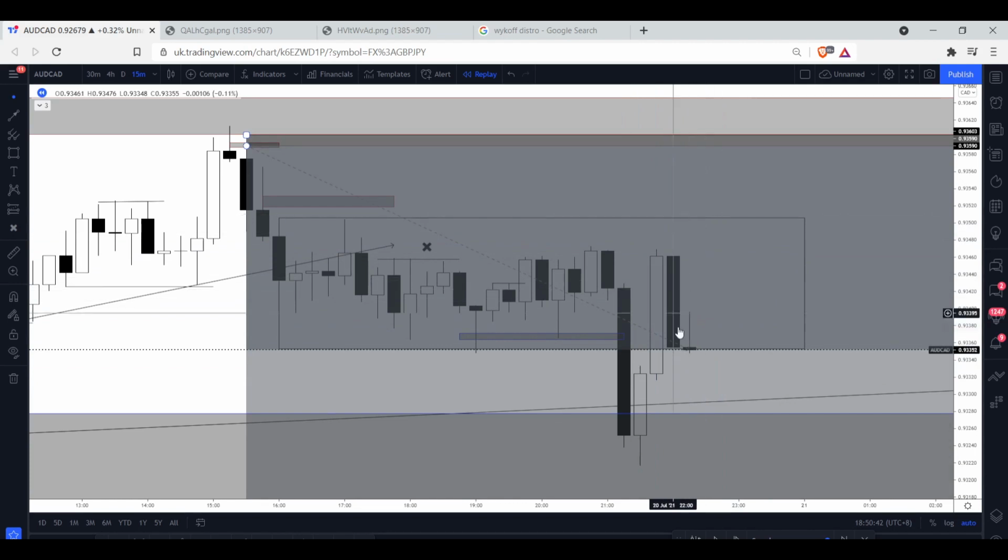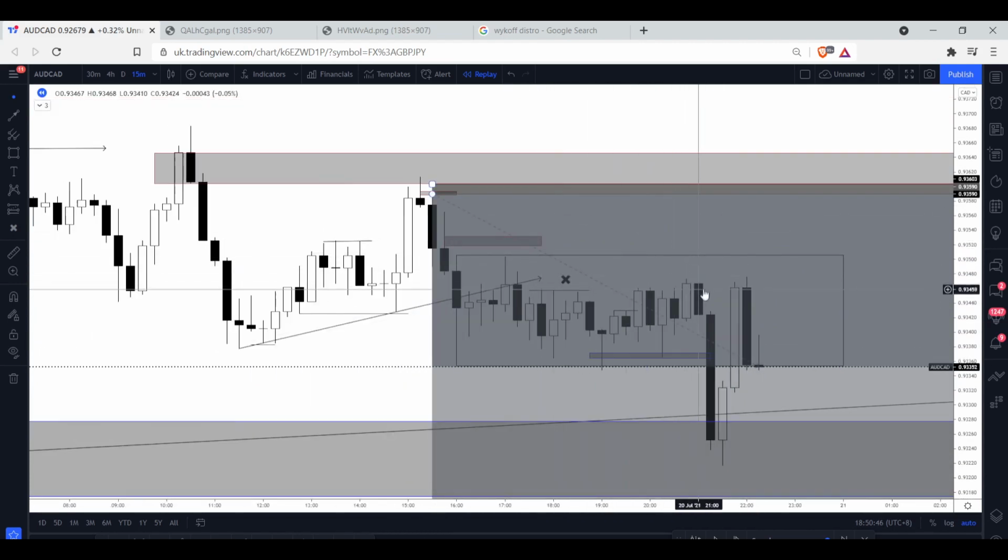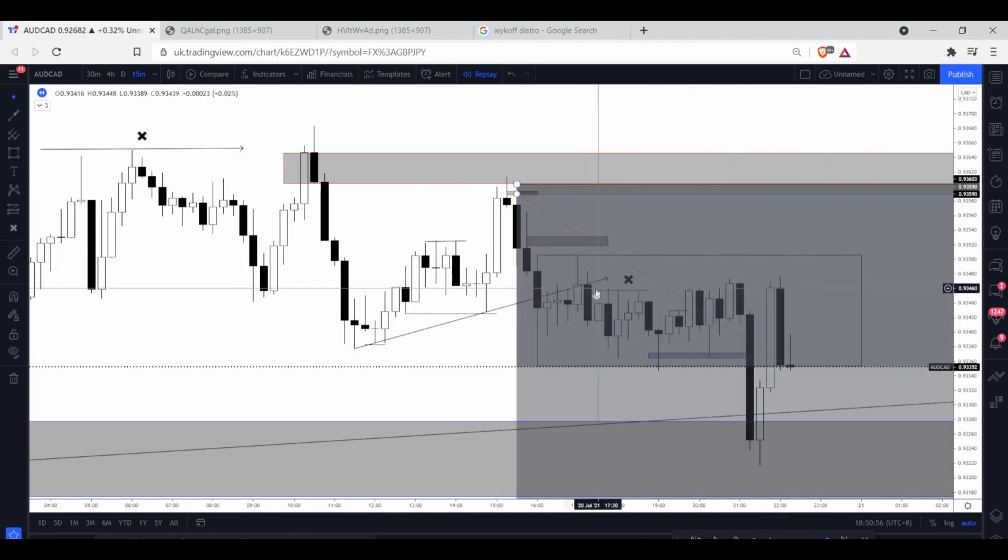Wicks are not breaks of structure. Bodies are breaks of structure. When you see candlestick bodies close above on the higher time frames, that can give you a bit more power. But in this example, again, this is the importance of using those higher time frame candles and using a higher time frame to help build your bias and build your agenda.